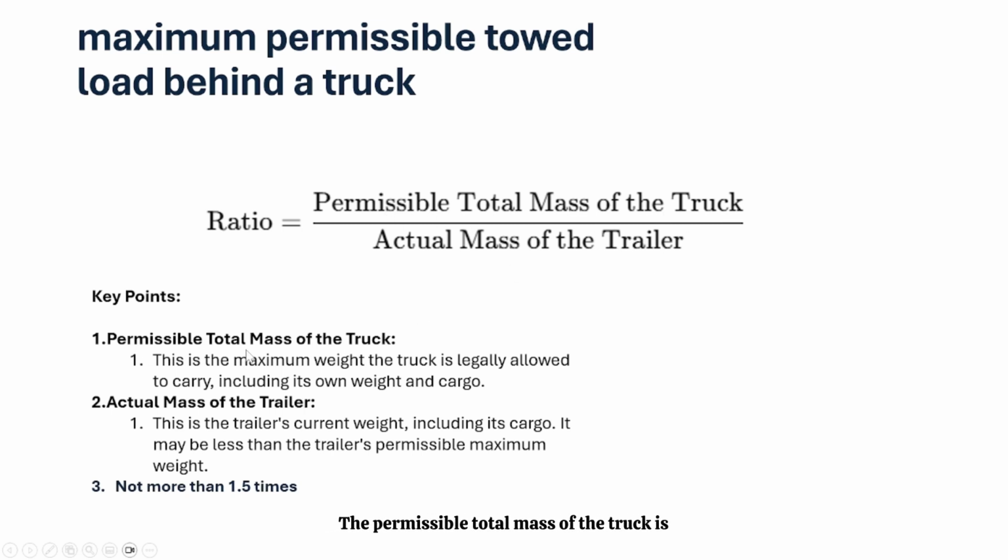What is this? The permissible total mass of the truck is the maximum weight the truck is legally allowed to carry, including its own weight and cargo, divided by the actual mass of the trailer, which is the trailer's current weight including its cargo. It may be less than the trailer's permissible maximum weight. And this ratio cannot be more than 1.5 times. So 1.5 times is the maximum permissible towed load behind a truck.